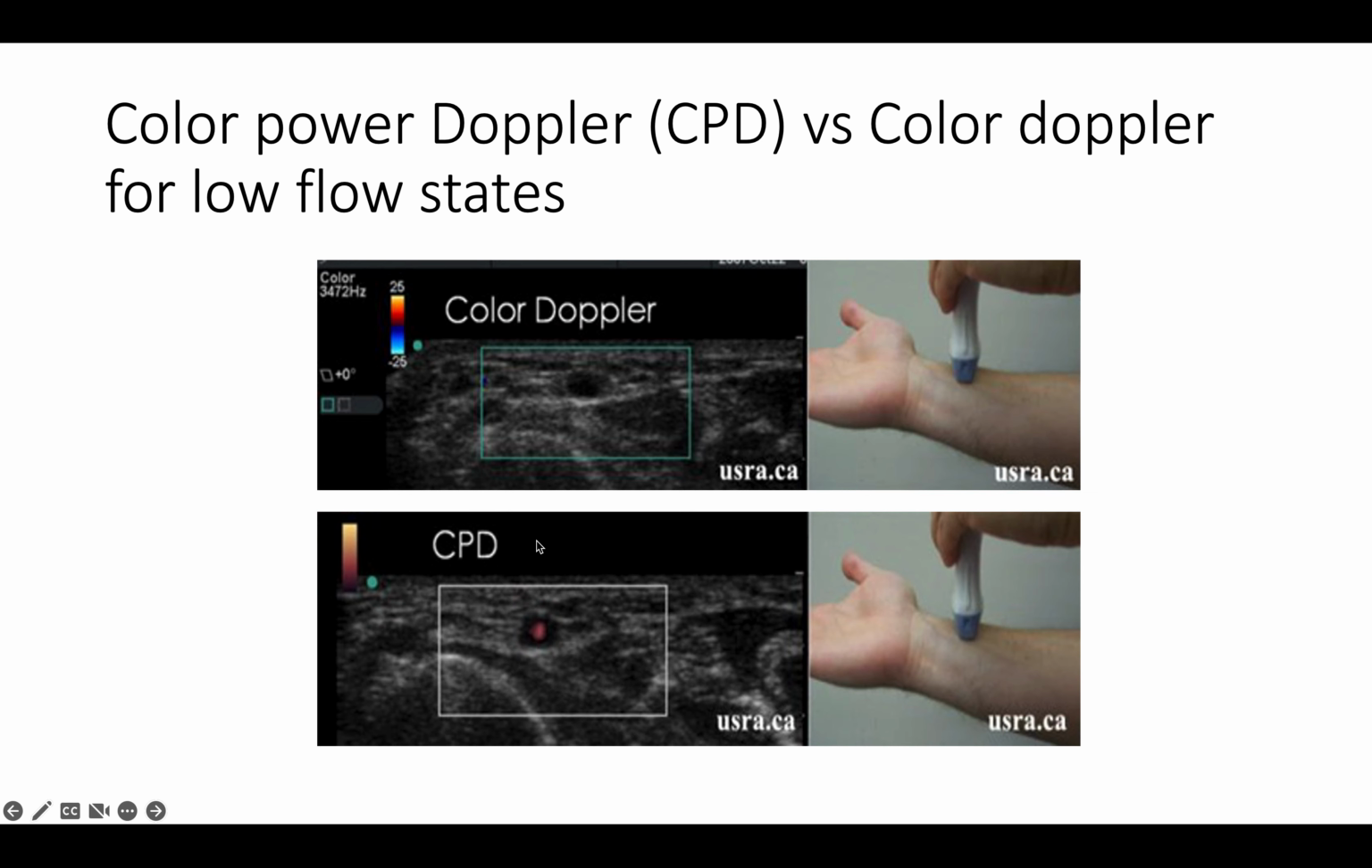At the same time, if we use power Doppler, we definitely see positive for blood flow. So we can say, okay, this is not a nerve, this is a blood vessel.